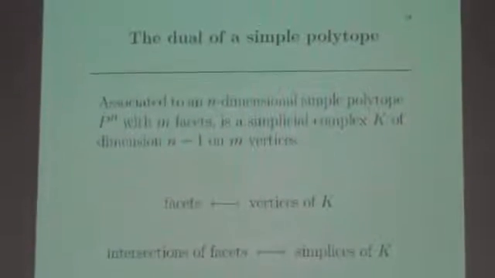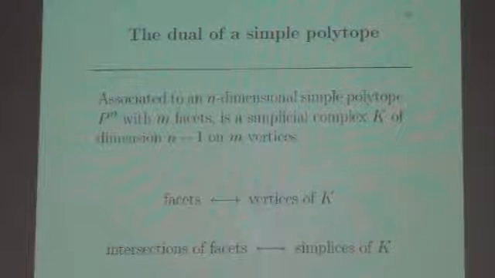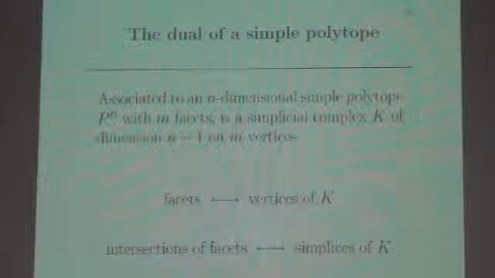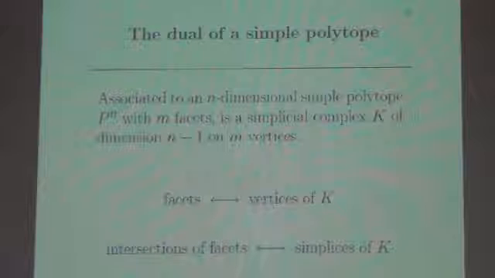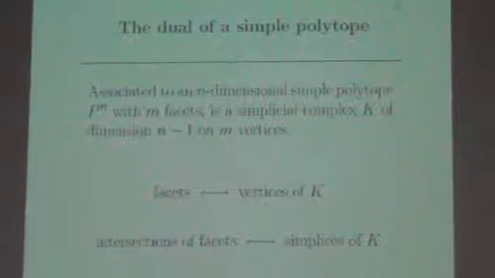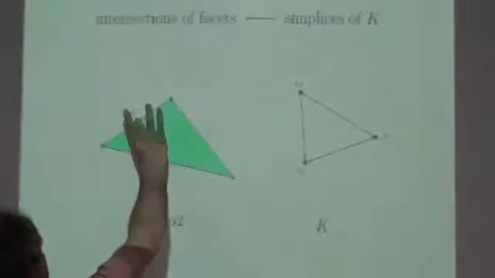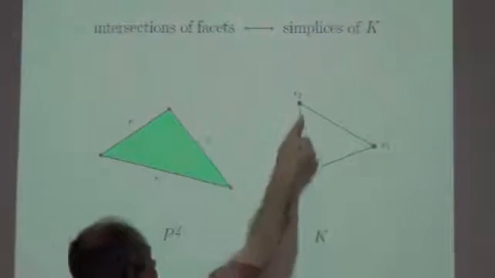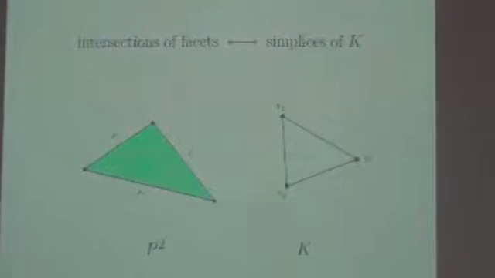Now, in order to say more about the constructions, I need a duality between the polytope and a simplicial complex, which can be expressed in various ways using the polar polytope. But just as a combinatorial description, this is my polytope, this is my simplicial complex. The facets here correspond to vertices, and intersections of facets correspond to simplices. That's all.